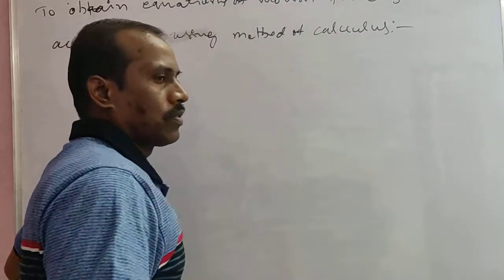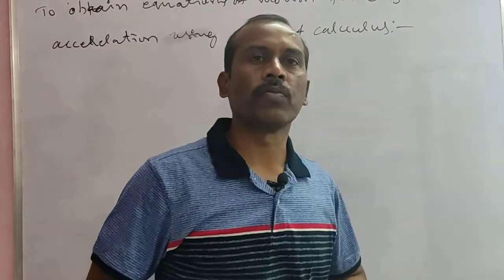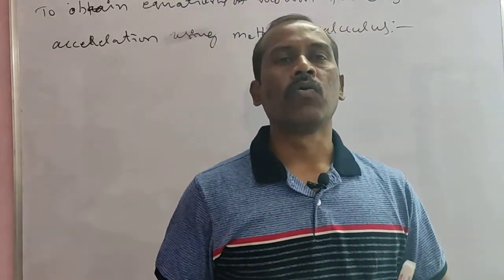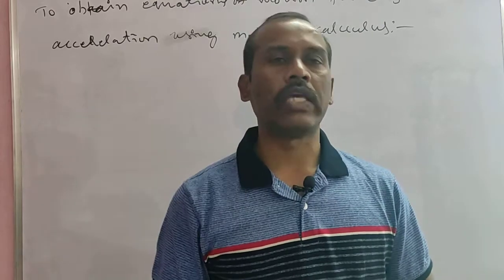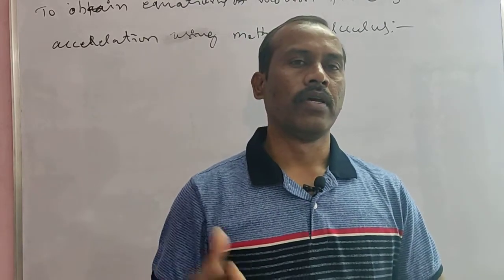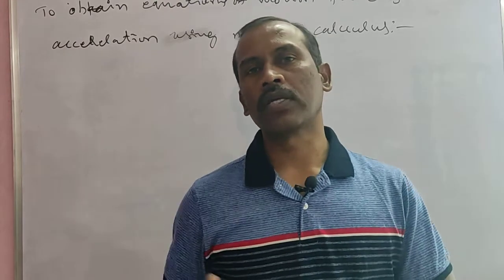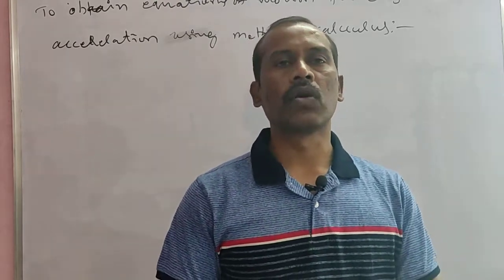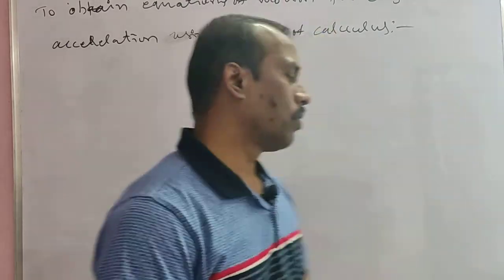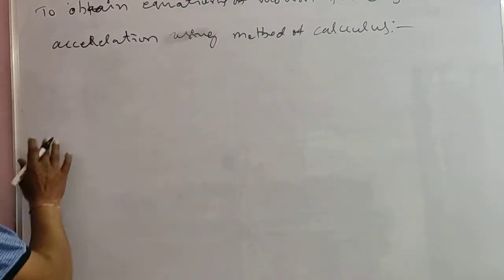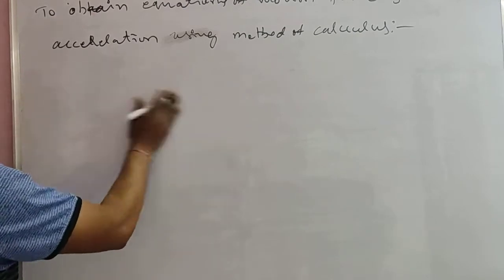So here we use the calculus process to derive the equations of motion, out of which we will get these three equations: v is equal to u plus at, v square minus u square is equal to 2as, and s is equal to ut plus half at square. Now, first of all, the equations.